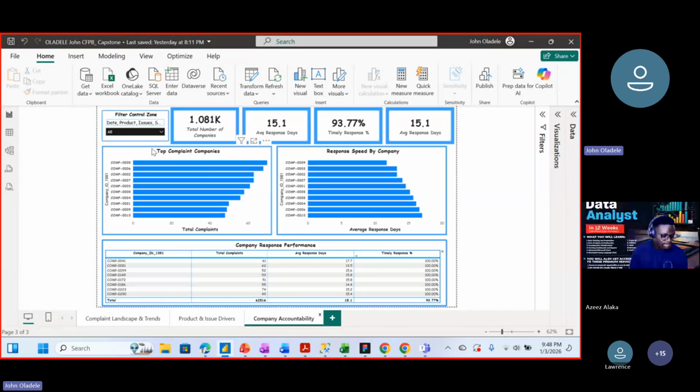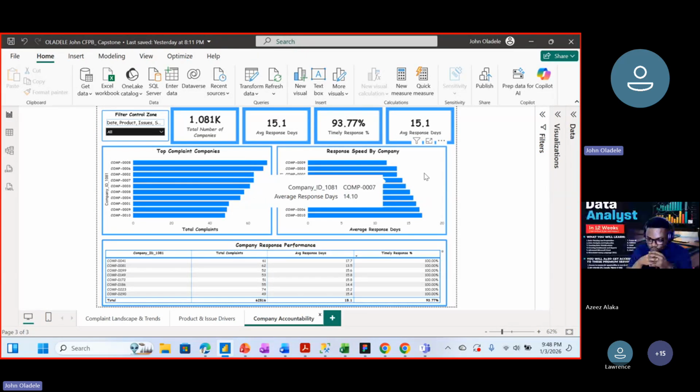So there are a total of over 1,000 companies in the data set, and the average response time for each company is about 15 days, like it takes them to respond to a query from the time of the complaint to the time of response. And then the timely response rate is about 93.7%.